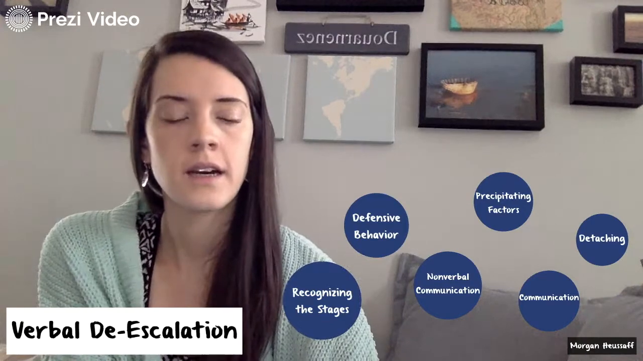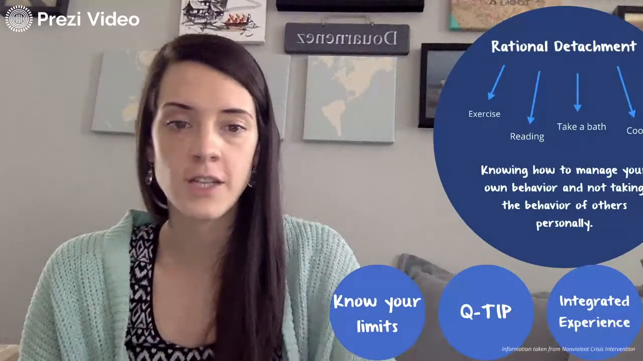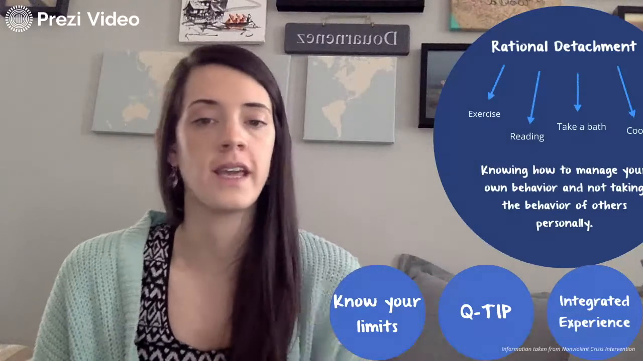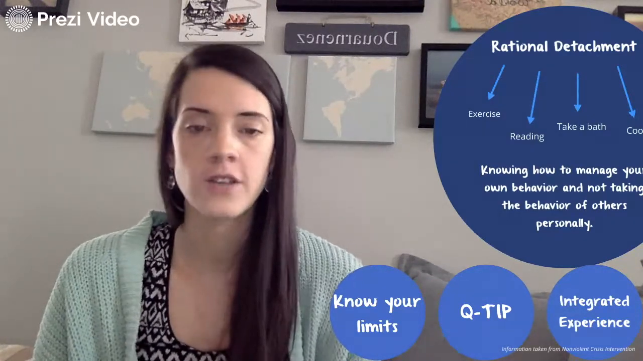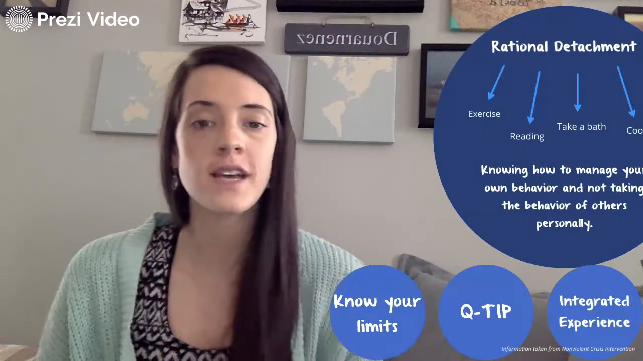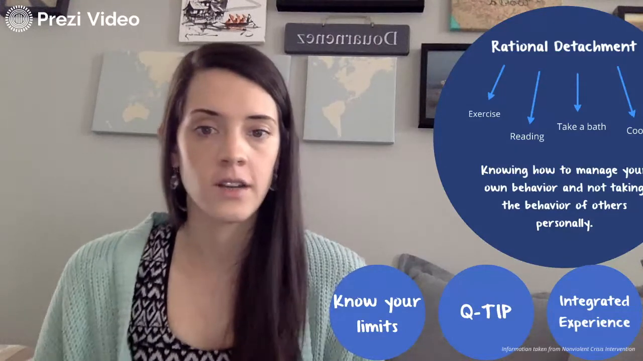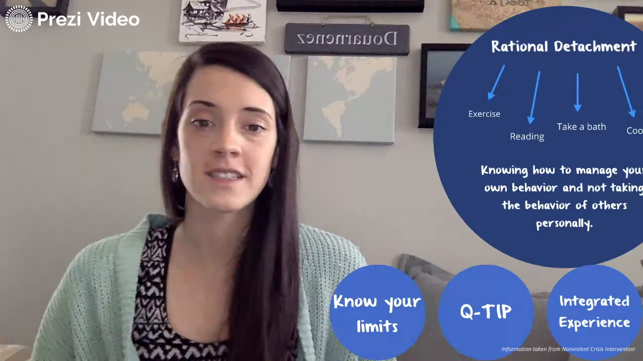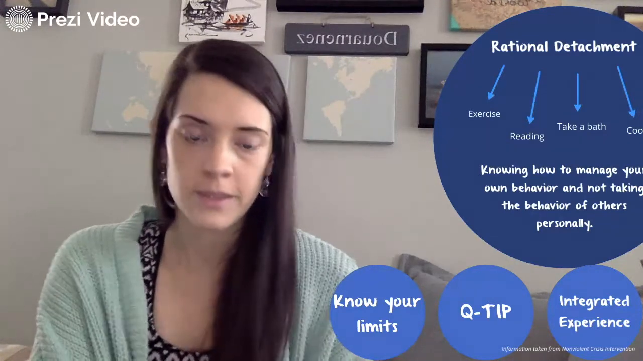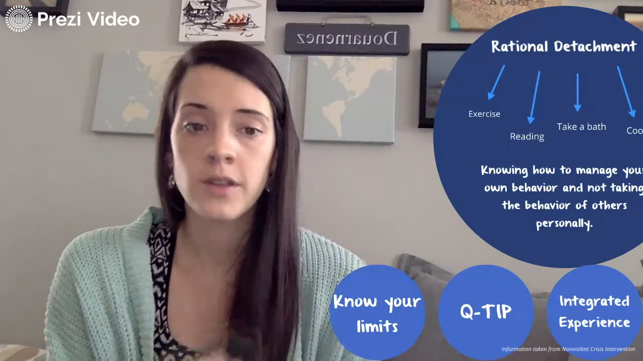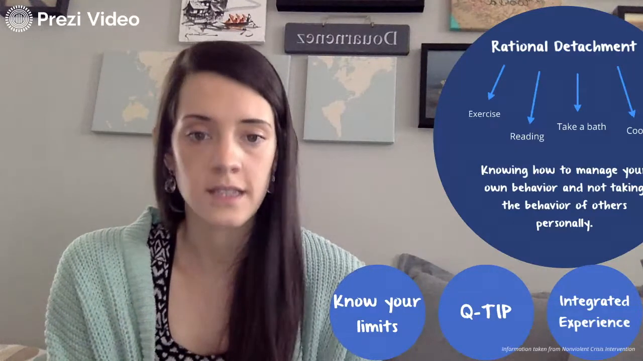So this leads to the notion of detachment, or as they call it in CPI, rational detachment, which is knowing how to manage your own behavior and knowing how to not take other people's behaviors personally. So this is really difficult, but it does get easier with practice. If you understand how to kind of remove yourself and detach yourself and understand that an individual's behavior is not necessarily about you, it's about all these precipitating factors, it's something that happened, then you are better equipped to handle it without an emotional response. So again, just remember, it's not necessarily about you. Don't take it personally, and it'll be a lot easier to handle the situation.